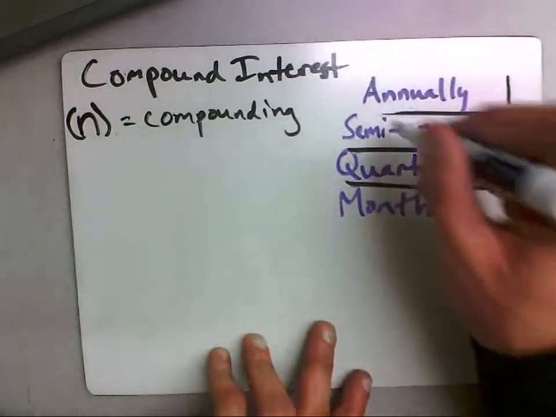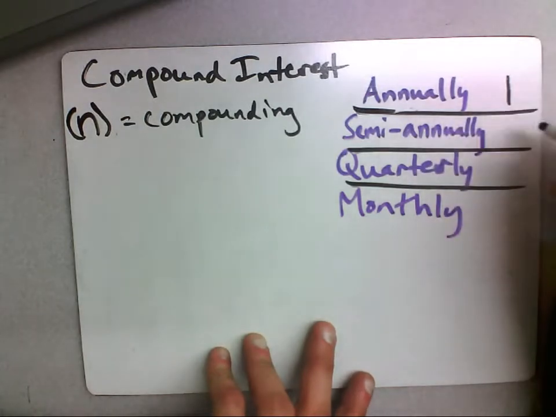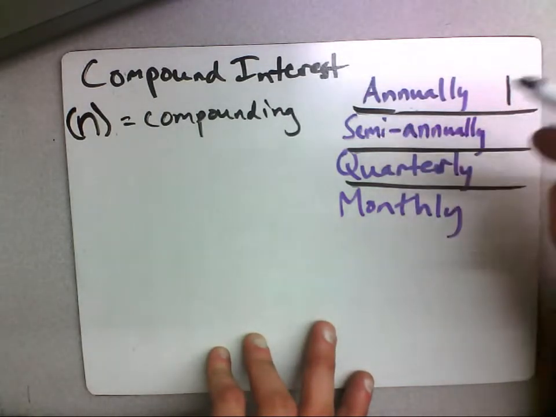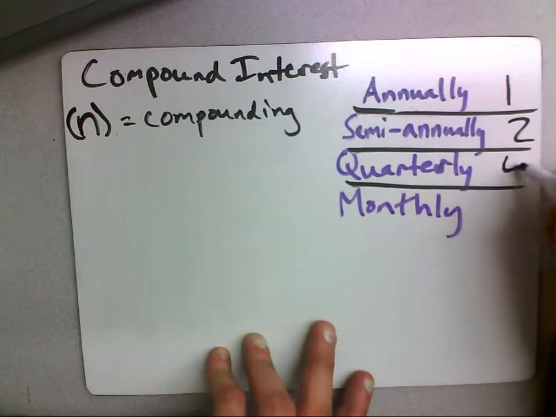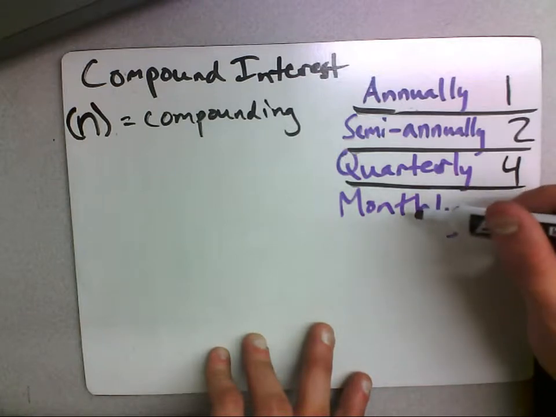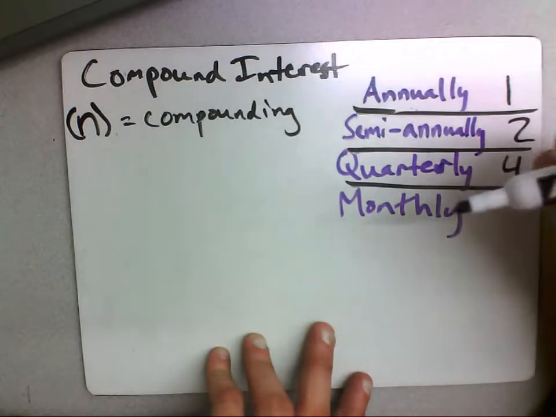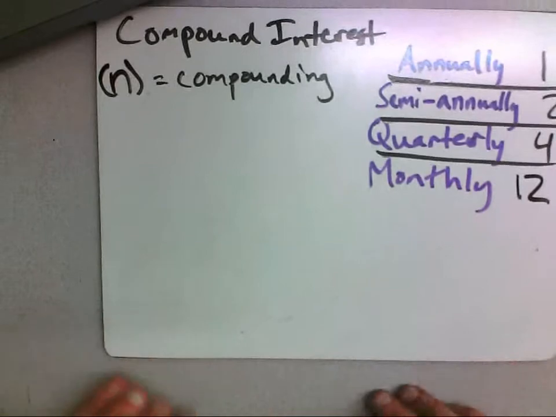Annually happens one time a year. Again, let's think of our root words. Annually, one time. Semi-annually, twice a year. Quarterly happens 4 times a year, so every 3 months. Monthly, it happens every month. How many months are there in a year? 12.